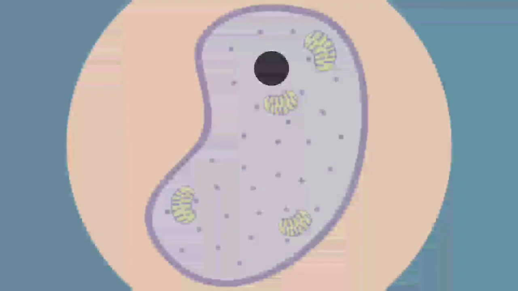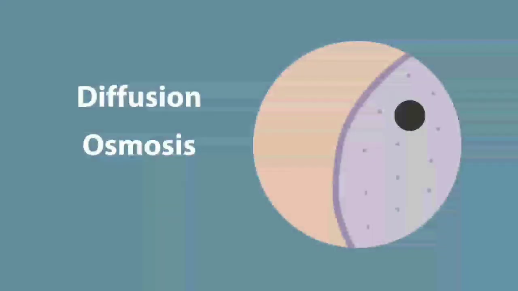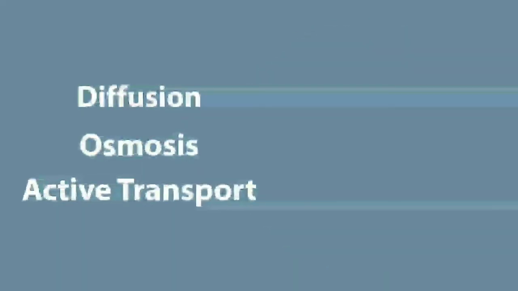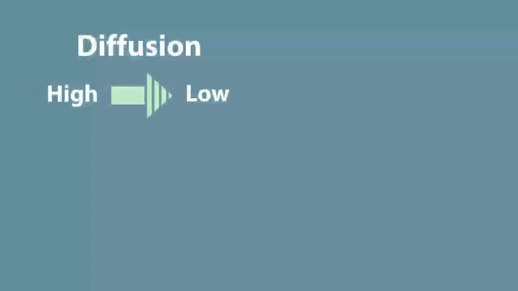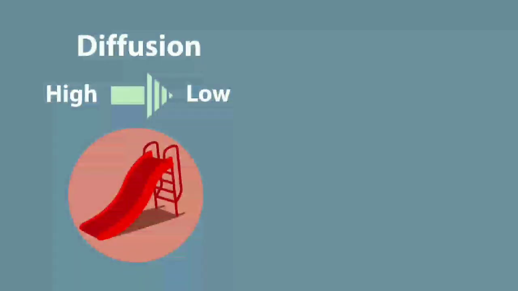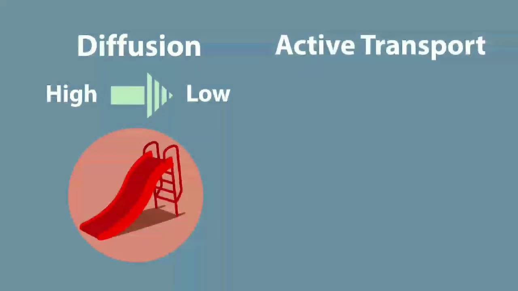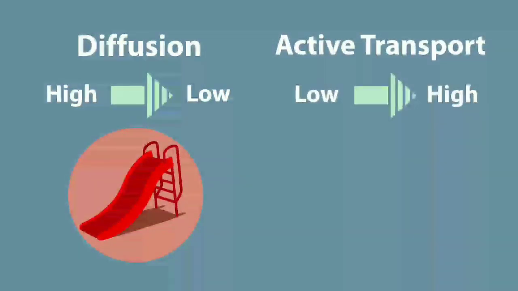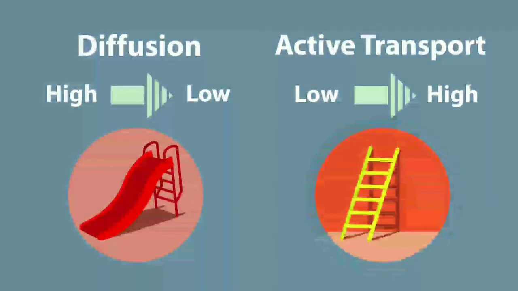So from these two parts, you should know how cells take in substances and get rid of waste by diffusion, osmosis, and active transport. Just remember that for diffusion, the substance moves down the concentration gradient from a high concentration to a low concentration. Just think of a slide. You don't need any energy to go from high to low. It's easy. Whereas active transport is the opposite. The substance needs to move up the concentration gradient from low concentration to a high concentration. Think of climbing a ladder. You need energy to go from low down to high up.